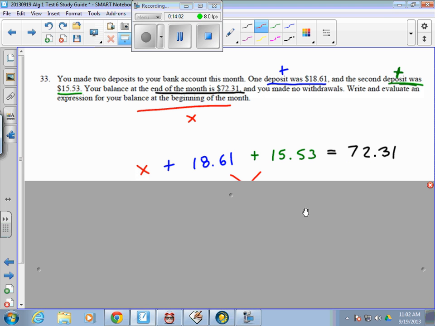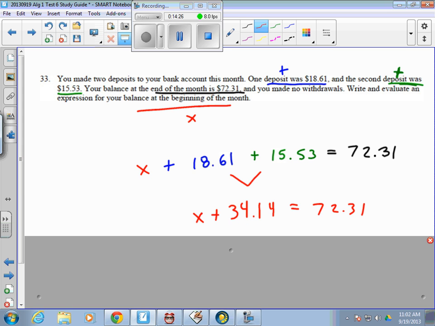33 says you made 2 deposits. One of them was 1861. The other one was 1553. And your balance at the end of the month was 7231 with no withdrawals. That means you didn't take any money out. So it says write and evaluate an expression for your balance at the beginning of the month. So your balance at the beginning of the month would be X plus 1861 plus 1553 equals 7231.